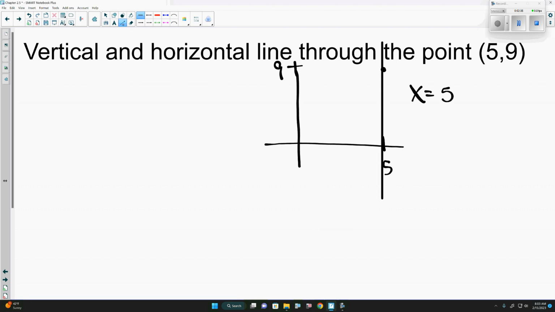So if we also wanted the horizontal line passing through this point, what would our equation be? y equals 9. Horizontal is y equals, vertical is x equals. That's literally it. It seems like it has to be something more complicated, there has to be something more to it than this, but that's literally it.